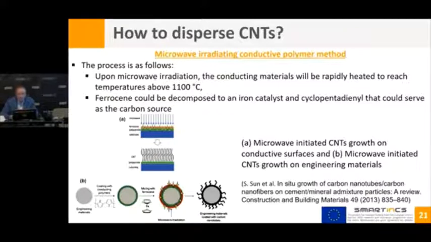The ferrocene decomposed and became an iron catalyst for the growth of the carbon nanotubes, and the source of carbon was the polymer, which also decomposed at that point. The carbon nanotubes grew directly onto the cement grain. So this was a simple way to grow carbon nanotubes onto cement grains.